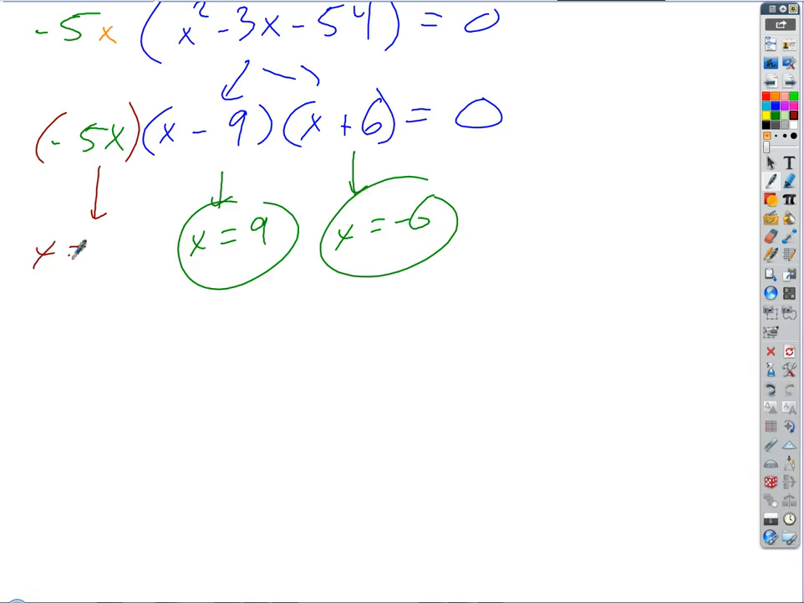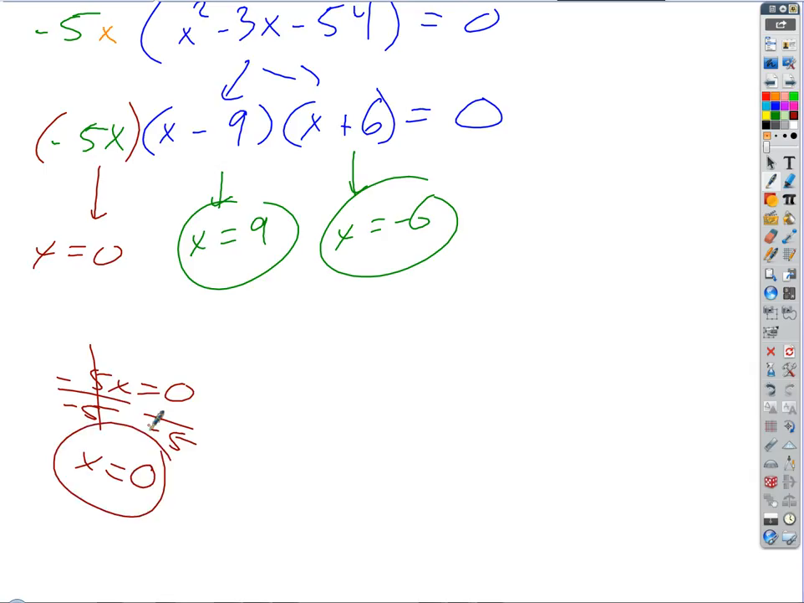Yeah, right? We're asking ourselves, when would negative 5x equal 0? Well, negative 5x equals 0 if I divide each side by negative 5. X equals 0 divided by, who cares? 0 divided by anything is what? 0. Right? And that's always going to be the case.